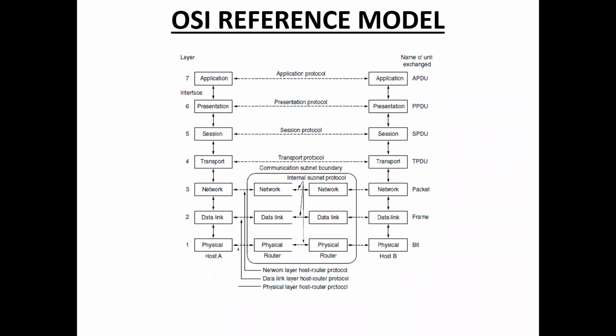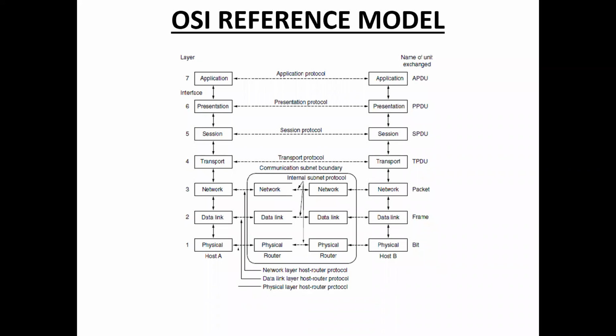The data in the physical layer is in the form of bits, zeros and ones, and it sends the bits to the next layer, the data link layer. The main functions of the physical layer are bit synchronization, bit rate control, physical topologies and transmission modes.